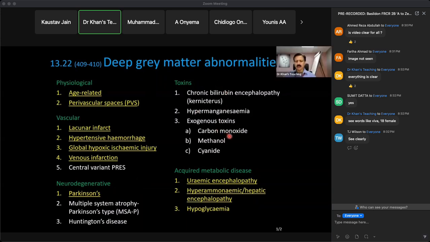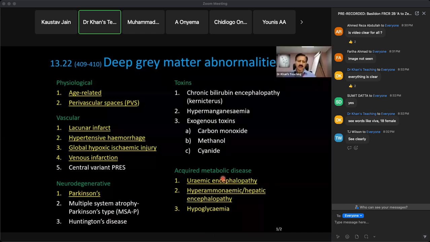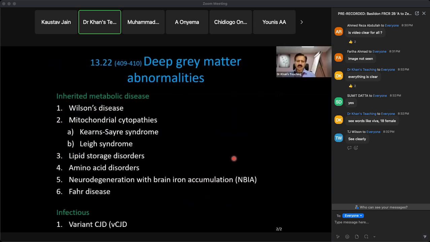Toxins are very important. So they will be non-specific findings, but carbon monoxide, methanol, cyanide. I've also seen it with what we call antifreeze, and then metabolic disorders. So metabolic disorders can be inherited. Nobody is going to ask you all of this pediatric world in 2B exam. Wilson's disease should be in your mind. The case which I have shown you is Wilson's disease.